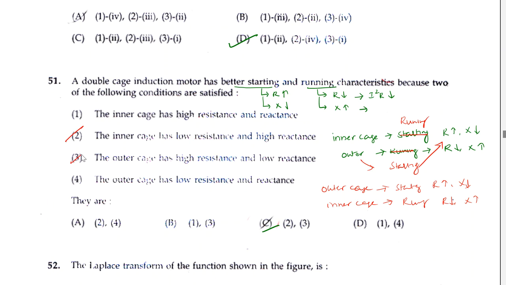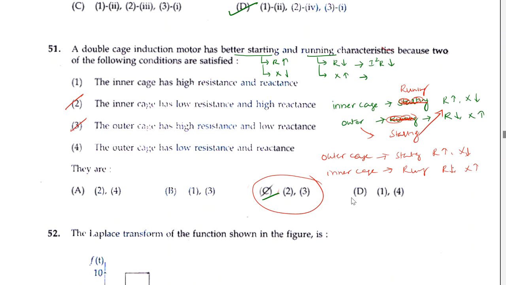So options 2 and 3 are the correct ones. Please make a correction of this point here: the inner cage is used for running purpose, and the outer cage for starting purpose. Okay, please make a correction of this.